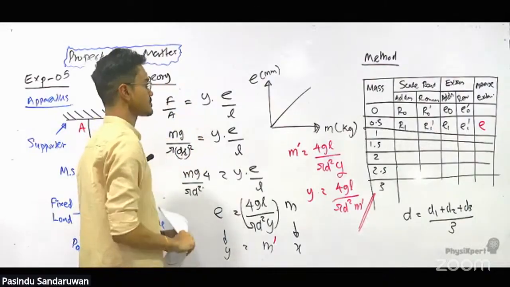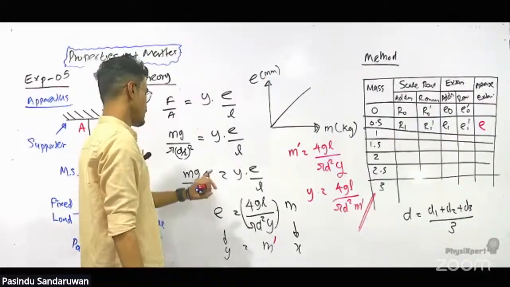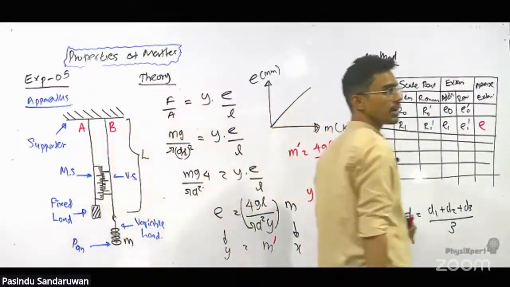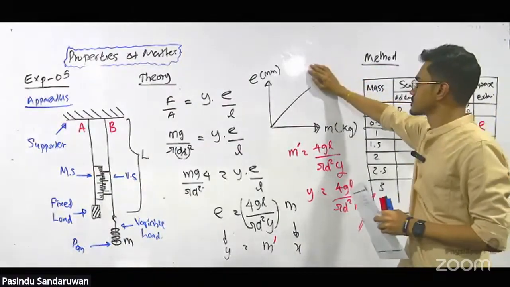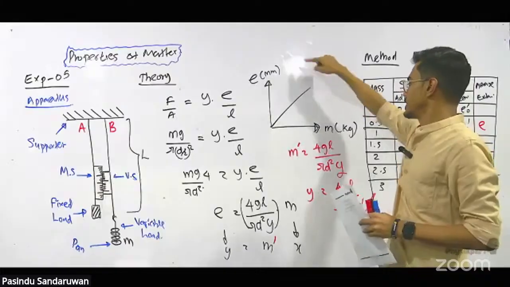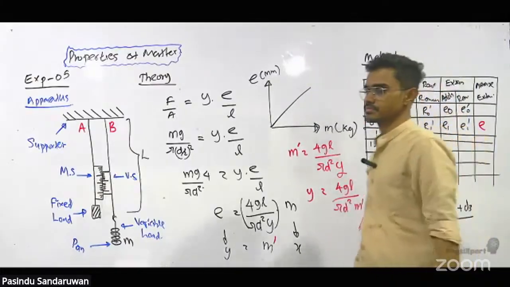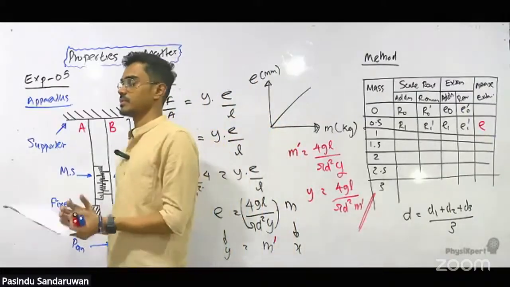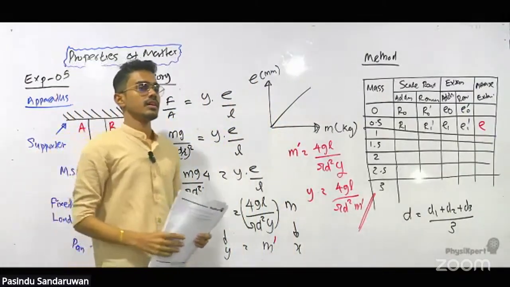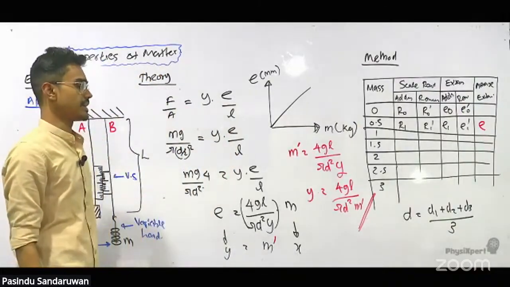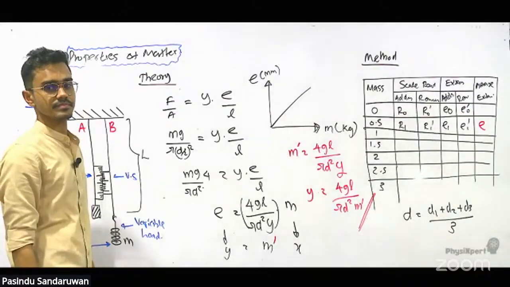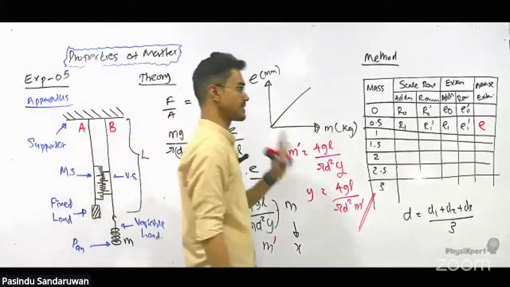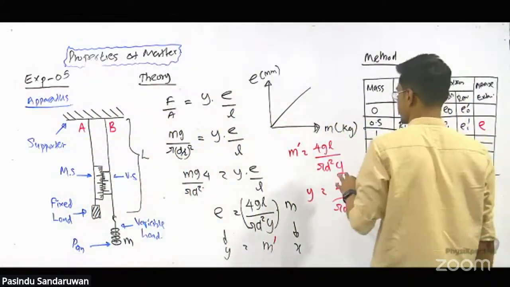Right. Next. Plot the graph between E and M, and find its gradient.